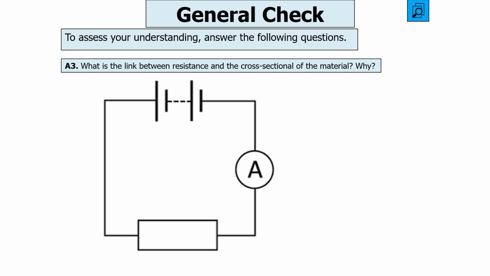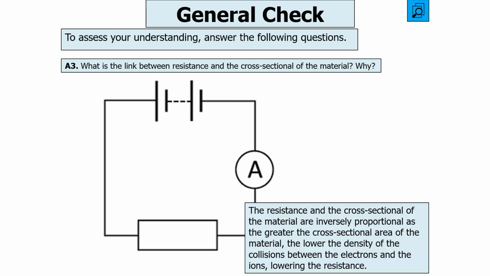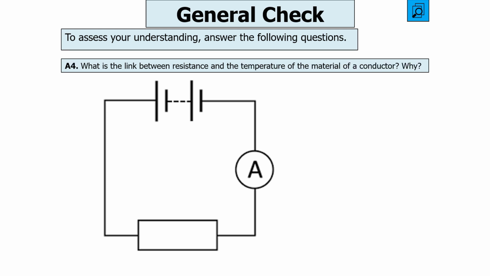The next question says, what is the link between resistance and the cross-sectional area of the material and why? So pause the video now, then unpause the video when you want to go through your answer. Right, the resistance and the cross-sectional area of the material are inversely proportional, as the greater the cross-sectional area of the material, the lower the density of collisions between the electrons and the ions, lowering the resistance.